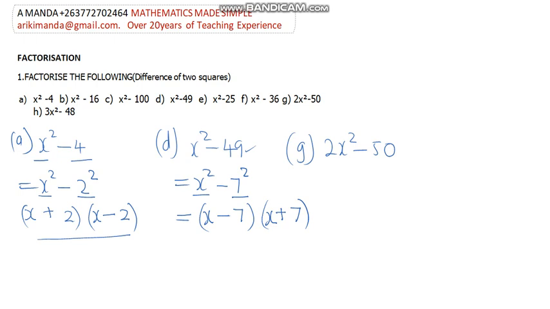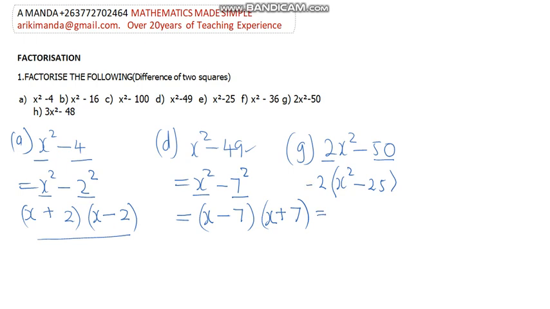Then there's another particular type which is hidden. You have to work it out. Part G, 2x squared minus 50. On this one, first of all, you check these numbers. There's a highest common factor which can go into 2 and also into 50 without leaving a remainder. That number is 2. So we'll divide the expression by 2. 2 into 2x squared, we get x squared minus, 2 into 50, we get 25.